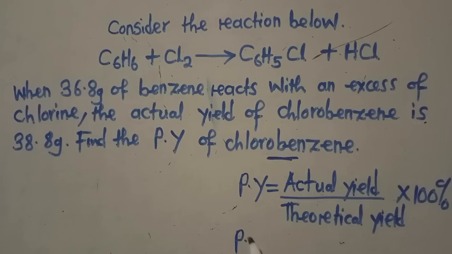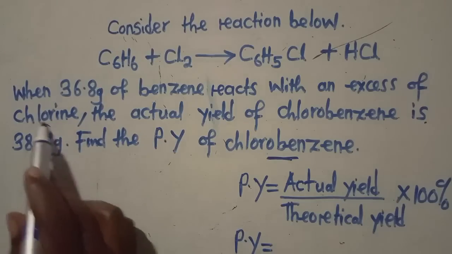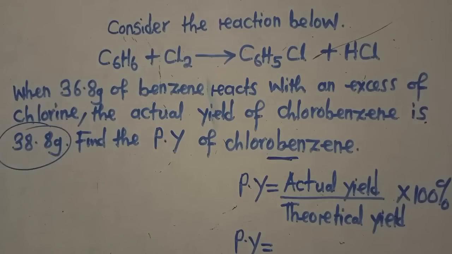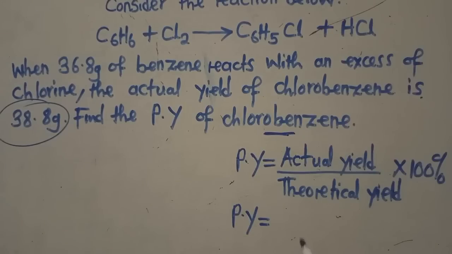So what we are going to do here, we need to find the percentage yield. We say percentage yield is equal to actual. What is the actual? Actual is given. The actual will always be given. It is 38.8. So 38.8 grams over the theoretical. How can we now calculate the theoretical?